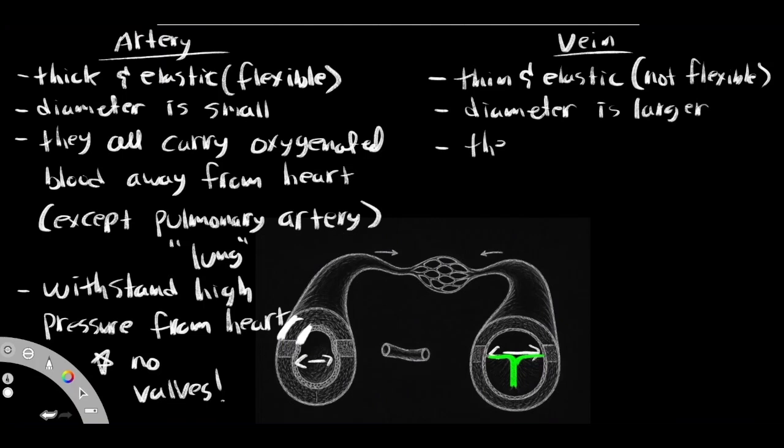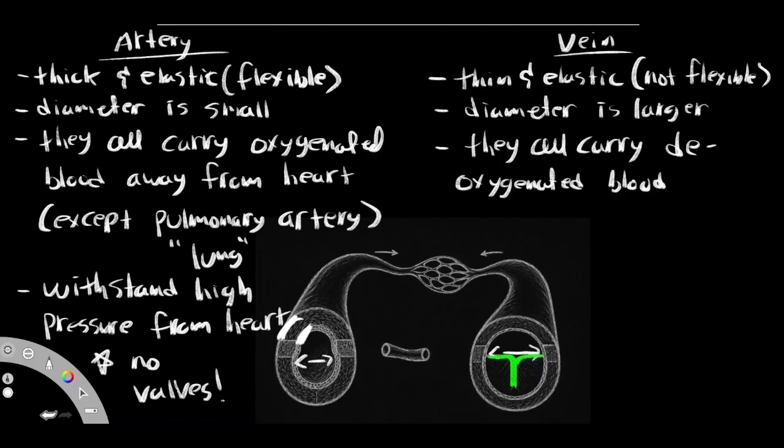All right, I'll put here, they all carry... What's the opposite of the artery, right? When the artery's done its job, who's up next? It's the vein that takes over, right? So it's going to carry the deoxygenated blood, but this is going to be towards the heart.